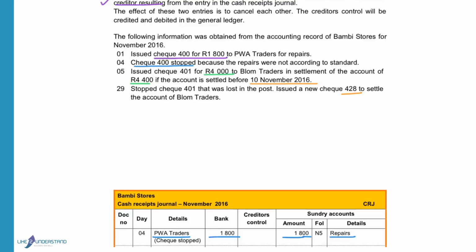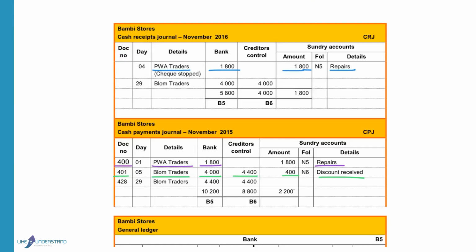Now the cheque was lost in the post, and we only issue a new cheque on the 29th. So that is after the date that we are entitled to discount. So on this new cheque, we will not receive discount. The new cheque will be issued in the cash payments journal for the full 4,400 because we don't receive the discount anymore. When we decided to cancel the cheque, we cancelled it in the cash receipts journal.